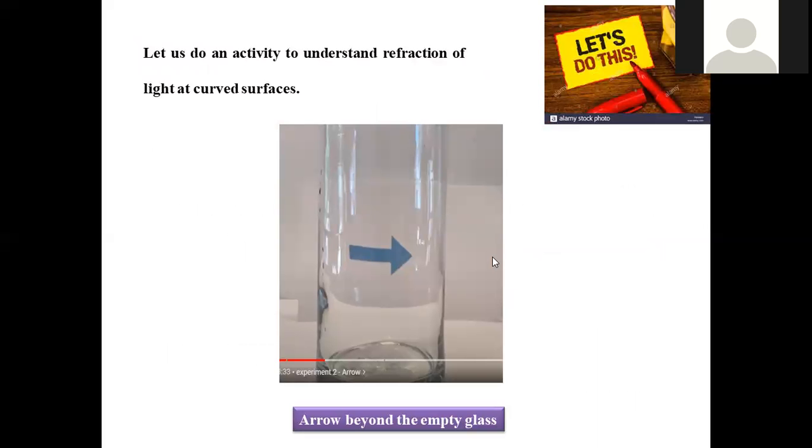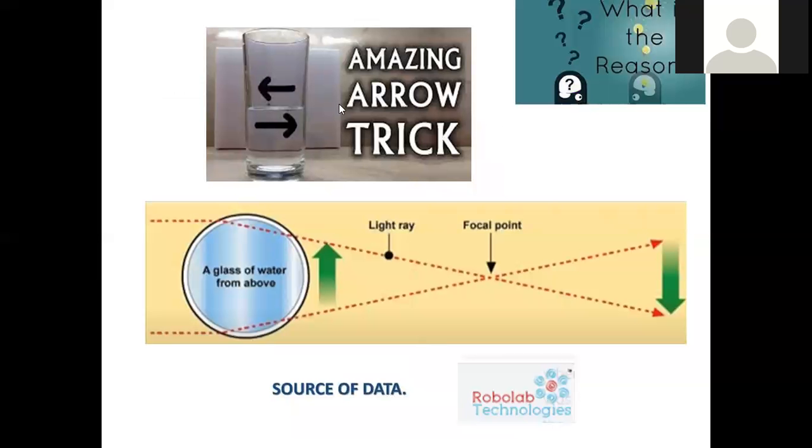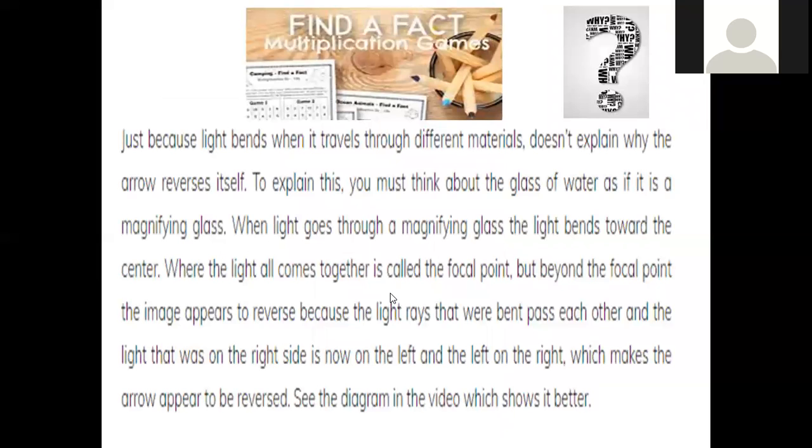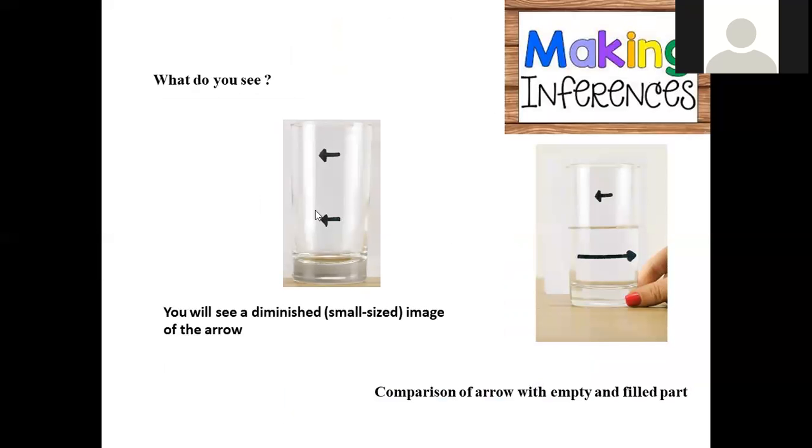So what will we observe here? When we place this sheet of paper having the arrow behind this empty water glass, what will we observe? Yes, that is observed like this. After doing this experiment, what can you find? Here the arrow is looking like this. If you put 2 arrows, it will be like this only.